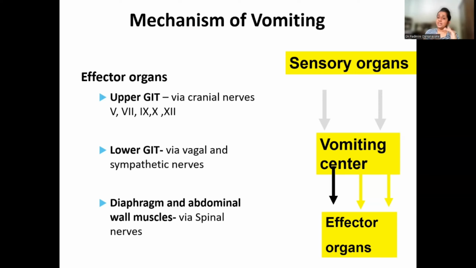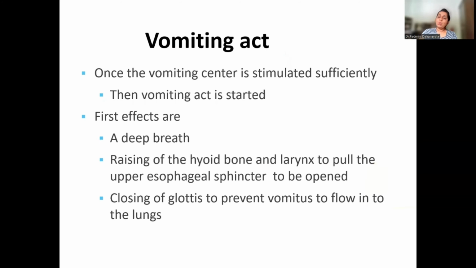Now, I told you there are 3 sets, as I showed you earlier also. Cranial nerves, there are 5, 5th cranial nerve, 7, 9, 10, and 12. So these cranial nerves will supply the upper GI tract. And the lower GI tract will be stimulated by the vagal and the sympathetic nerves. And then your spinal nerves will go and stimulate the diaphragm and your abdominal wall muscles. All right. Okay. So now we are ready with the vomiting reflex.